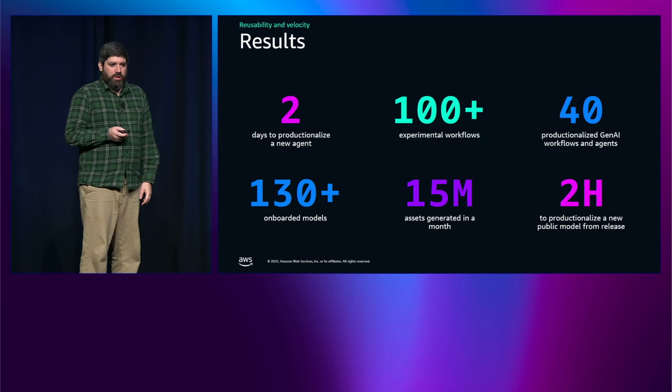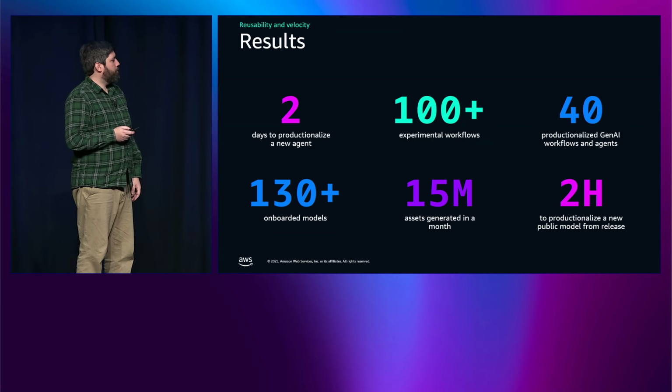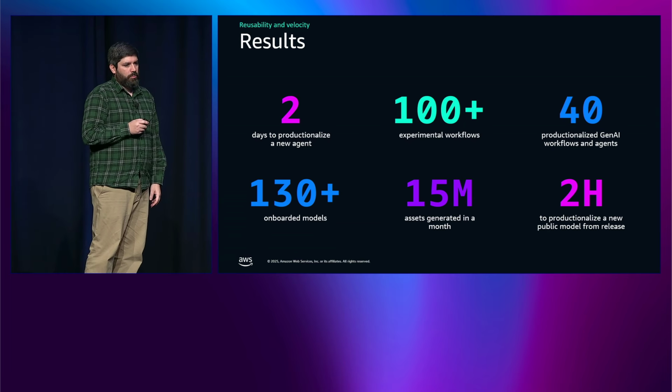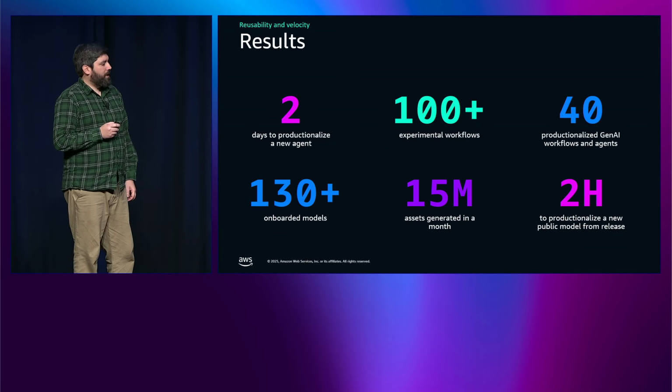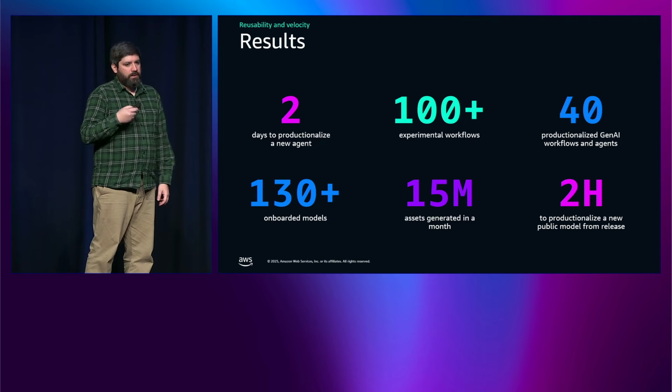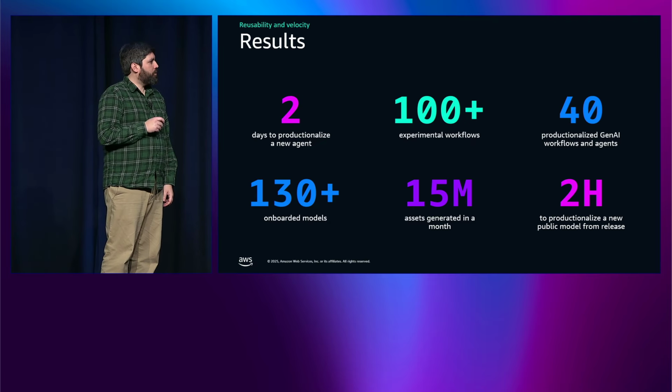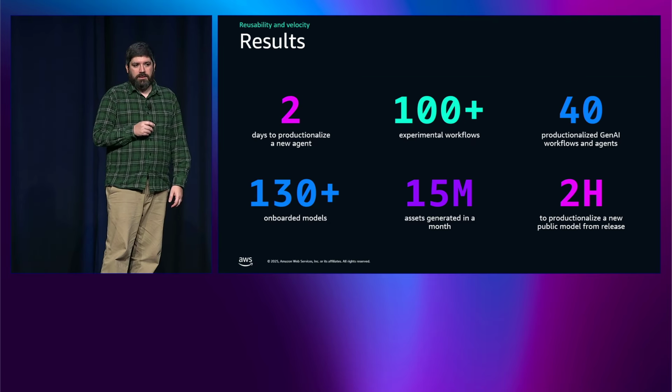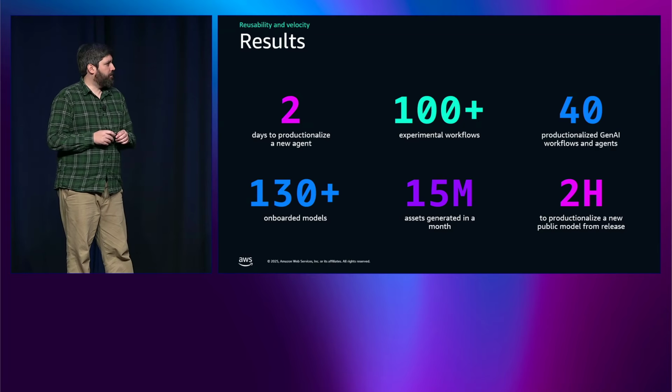Some of the results we achieved with our usability efforts: it now takes just 2 days to productionalize a new agent from prototype. We have more than 100 experimental workflows running today, and 40 production GenAI workflows and agents that are currently supporting advertiser traffic.